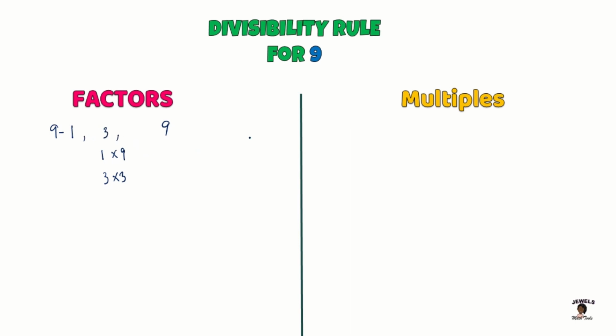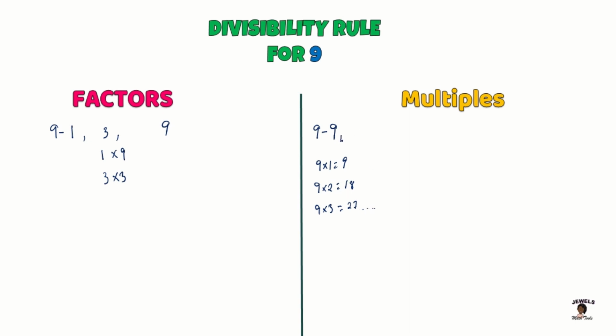Now when looking at the multiples of 9, there's a big difference. The first multiple of every number is always the number that you're listing the multiples of, and with that, your numbers will increase from there. So when looking at the multiples of 9, I'm looking at the numbers in my 9 time table. So I know that 9 times 1 is equal to 9, 9 times 2 is equal to 18, 9 times 3 is equal to 27, and so on and so forth.